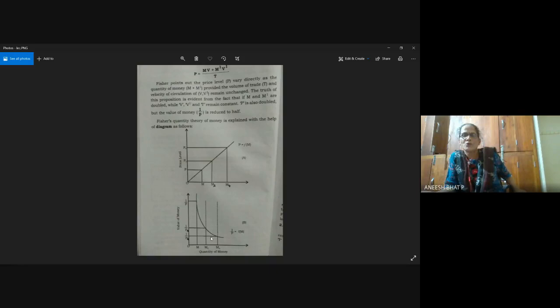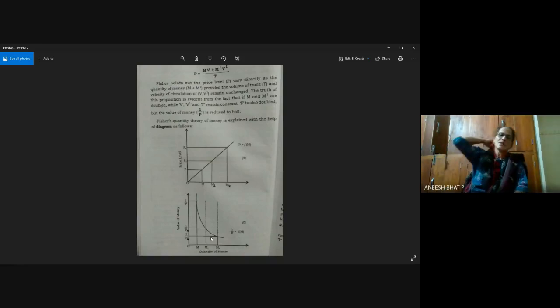When quantity of money or supply of money goes on increasing, what happens? Just remember, when supply of money increases, price level increases, and value of money falls continuously. So that is the relationship between quantity of money and value of money that we can observe in this diagram. Very simple diagram. I think you understood this diagram also.